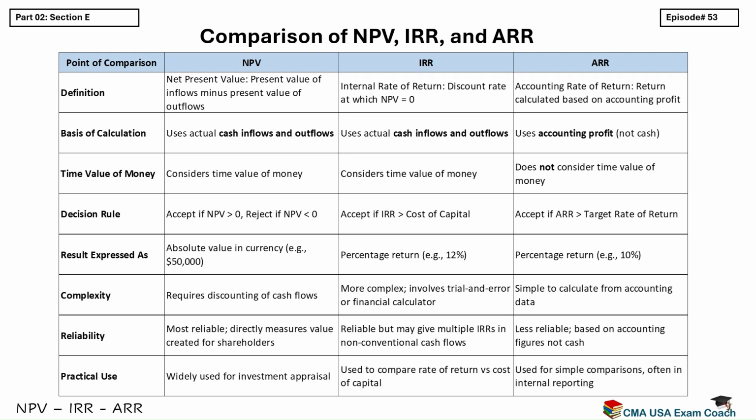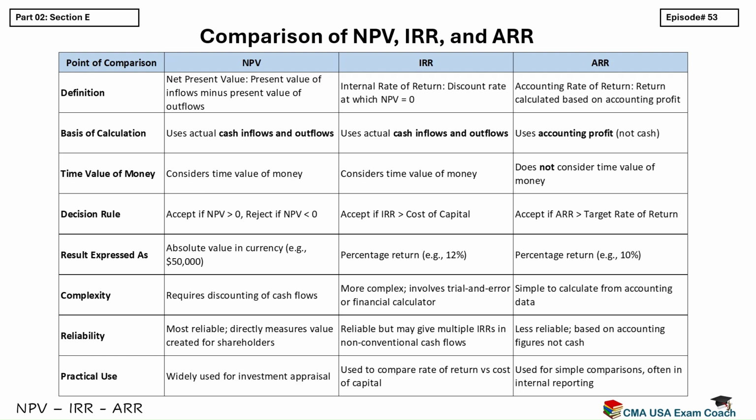IRR, or internal rate of return, is the discount rate at which NPV becomes zero. Like NPV, it is based on cash inflows and outflows and considers the time value of money. The rule is, accept if IRR is greater than the company's cost of capital. The result is expressed as a percentage, for example, 12%. It's widely used but sometimes tricky because in projects with unusual cash flows, multiple IRRs are possible.